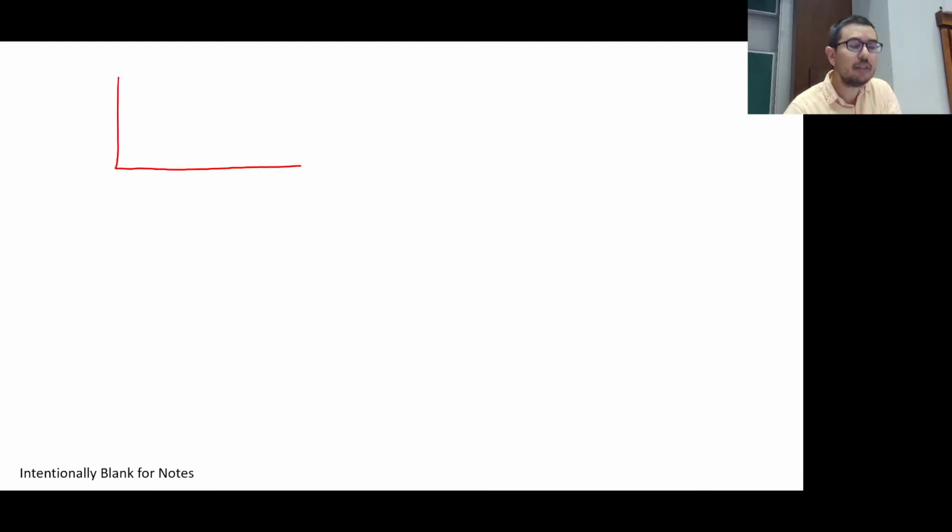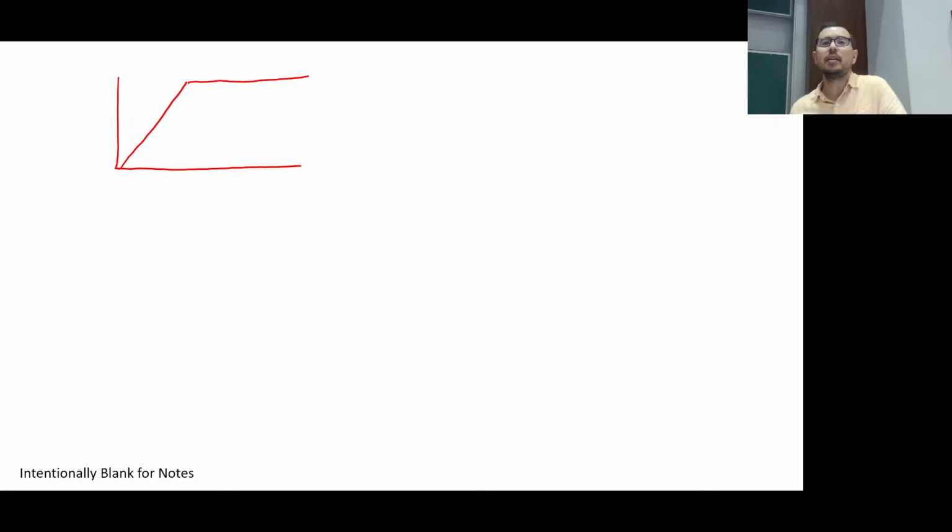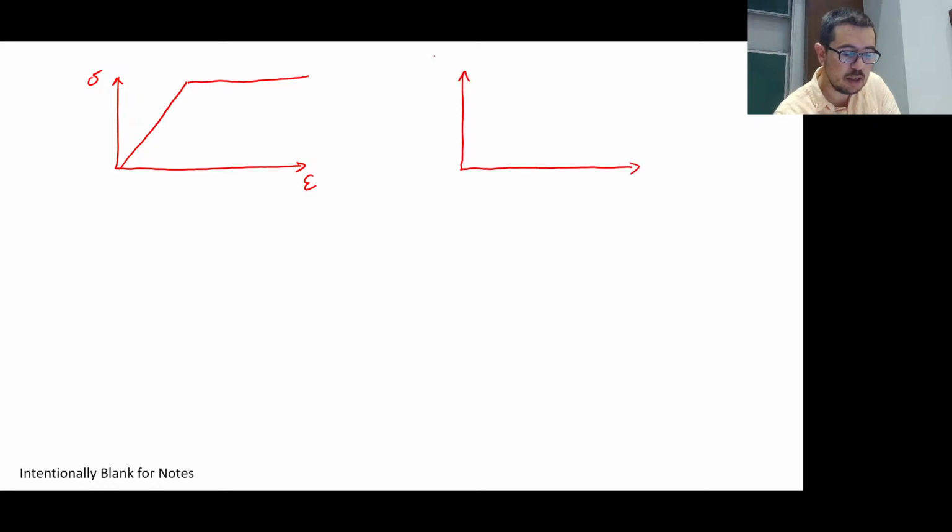The conversation at the beginning of the class, people were asking, what happens if you go up into the plastic region? Next time we meet, we're going to do some approximations that look more like this. So this is stress, this is strain. And a more realistic model might look something like that. So we'll introduce these two models.